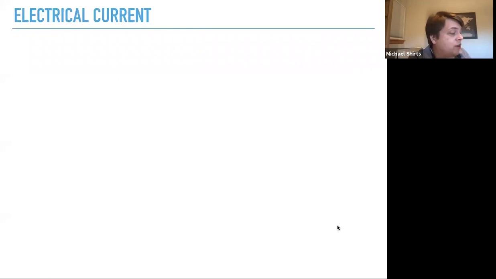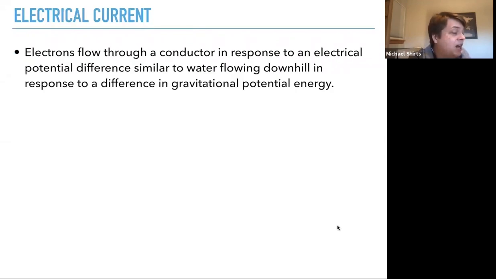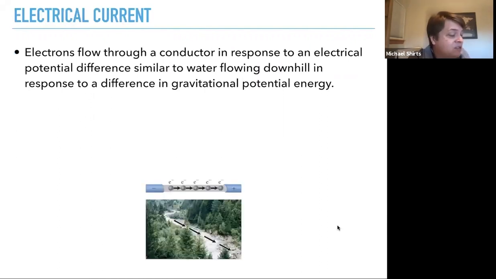Okay, so electrical current is simply the flow of electrons through a conductor in response to an electrical potential difference, very similar to water flowing downhill in response to a difference in gravitational potential energies. If you have an electrical potential, then you get a flow of electrons down that electrical potential, the same as you get a flow of water. So the electrical current is, in this metaphor, the flow of the water, the flow of electrons going downstream, except downstream here is not downstream vertically, it's down in electric potential.